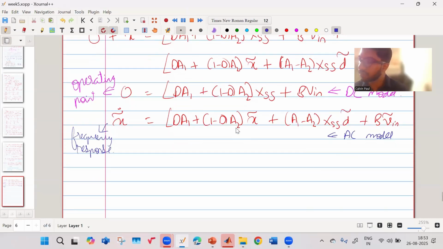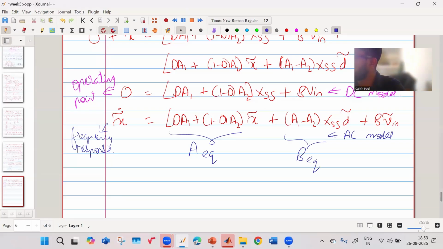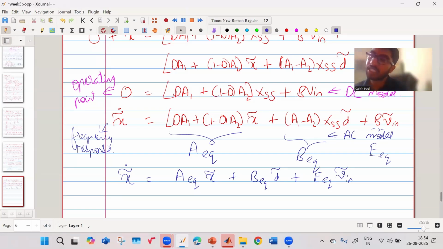So this is your A equivalent, this is your B equivalent, and this is your E equivalent. So what do we write it as? We write our average state space AC model as x tilde dot is equal to A equivalent x tilde plus B equivalent d perturbation plus E equivalent v in perturbation, if we consider the perturbation of the input voltage as well.